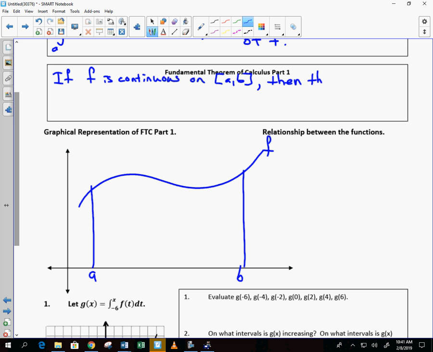Then the function g, we will define g to be this. g of x is equal to the integral from a to t of f of t dt. Oops, made a mistake there. Knew I did. I always mess up that notation. a to x of f of t dt.